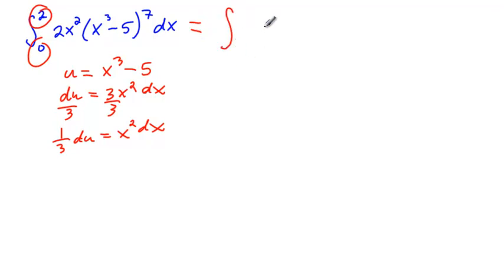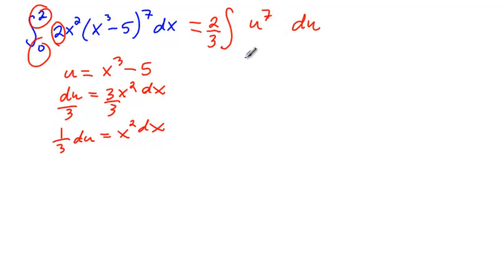Leaving the limits of integration off for now, let's go ahead and bring the 2 out front from here, and then replacing the x squared dx with 1/3 du, we get the 1/3, which we'll bring out front, and the du will be inside. And then u is x cubed minus 5, so that replaces the x cubed minus 5 inside there, and we get u to the 7th.